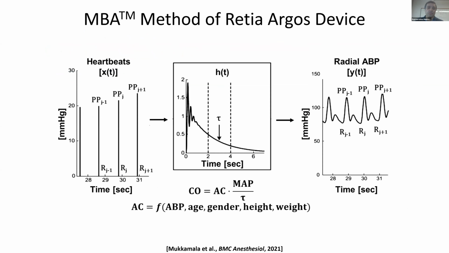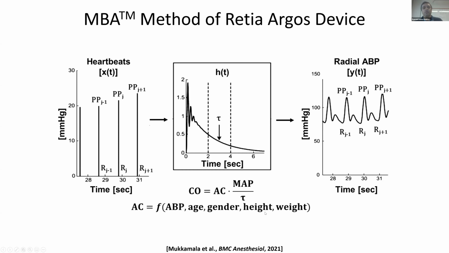So the MBA method of the Argos device takes the radial at the wrist or femoral at the groin arterial blood pressure waveform as input, and it outputs either 20-second or 5-minute averages of cardiac output every 5 seconds. Since arterial compliance varies inversely with arterial blood pressure and age, and positively with body size, the method includes a proprietary formula to estimate arterial compliance from arterial blood pressure and basic patient information.